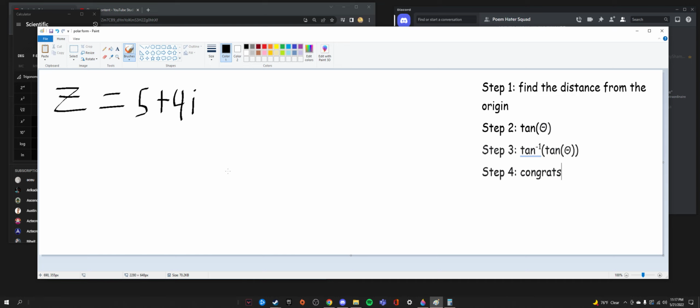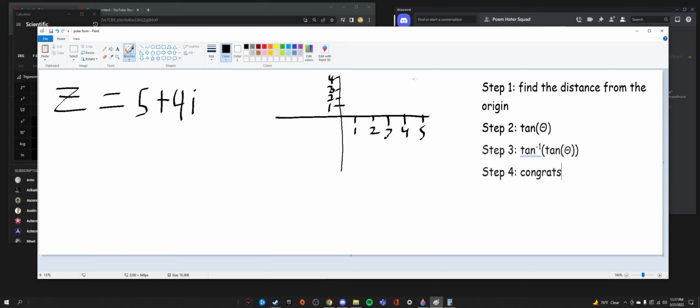So, let's say we have complex number z is 5 plus 4i. If we were to graph this on the complex plane, okay, look at this. We have 1, 2, 3, 4, 5 on the real axis, and then on the imaginary axis we have 1, 2, 3, 4.